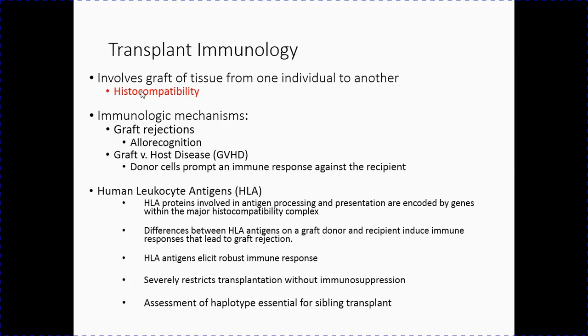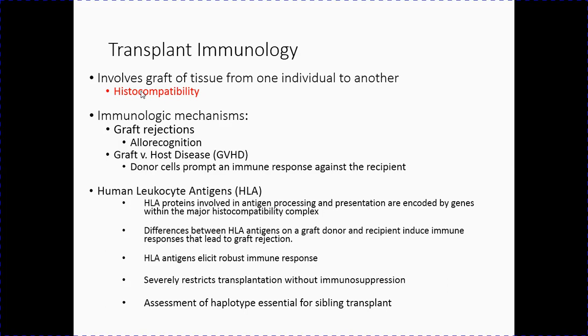HLA proteins or MHC proteins, we know, are involved in antigen processing and presentation. They're coded by HLA genes that are closely related to each other within the MHC complex on the short arm of chromosome 6. We're going to identify these HLA antigens and the importance of them, and why the differences between HLA antigens on the donor and the recipient can cause an immune response that's going to ultimately lead to graft rejection.